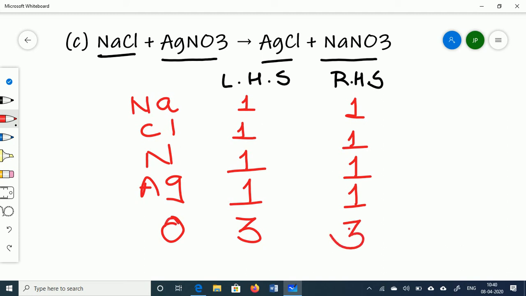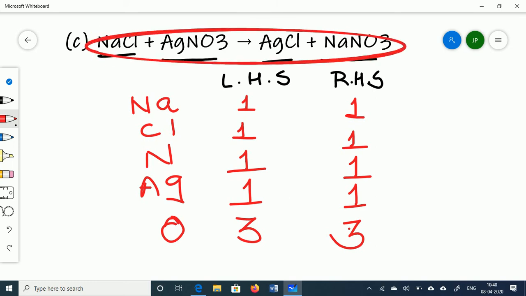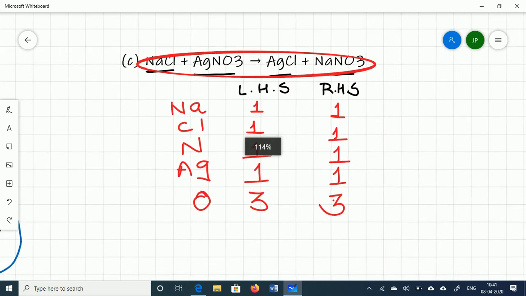So see students, here the number of all the atoms on both sides, left hand side and right hand side, is the same, so no need to balance this chemical equation. This chemical equation is already balanced, so we can say that this skeletal chemical equation is a balanced chemical equation. So sometimes a chemical equation is already in balanced form, and in that case there is no need to go for balancing the chemical equation. Now we will take one more example.